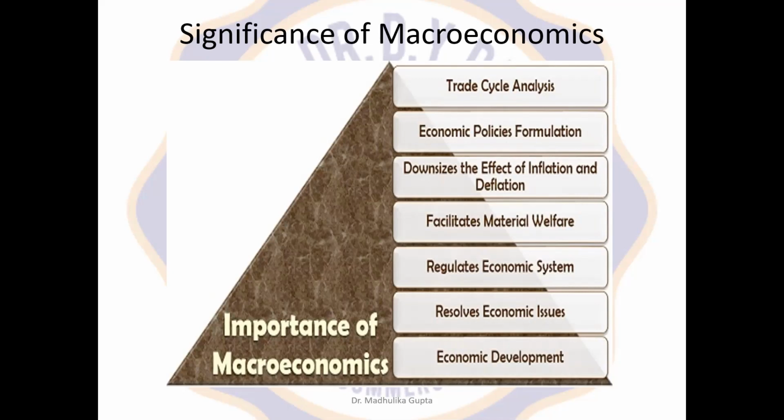The next significance is that it downsizes the effects of inflation and deflation. How? Now, you know, macroeconomics also helps the government and the financial bodies to prepare for the situation of economic instability. So this is how they can prepare for the situation in future and take precautionary actions, precautionary measures.